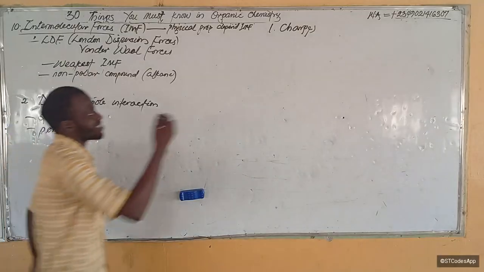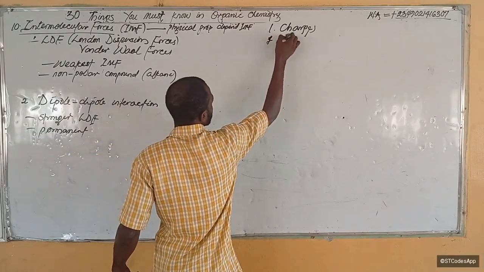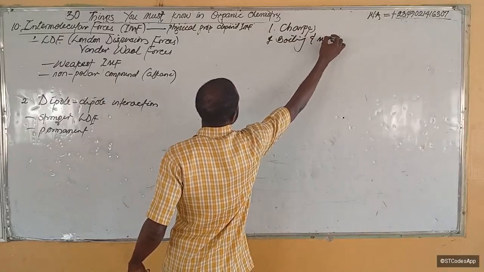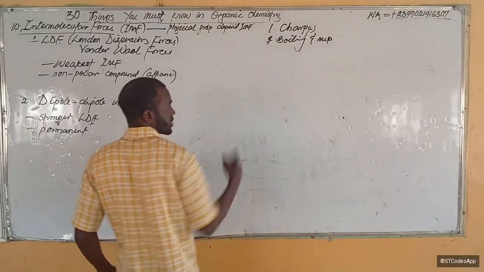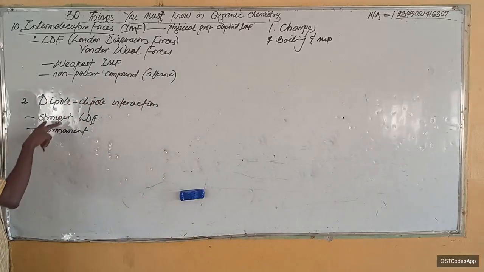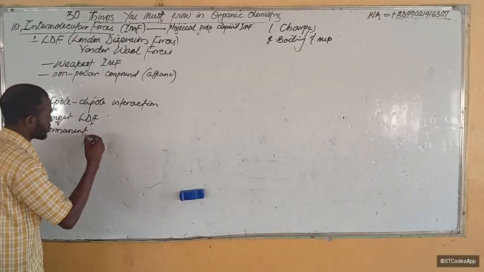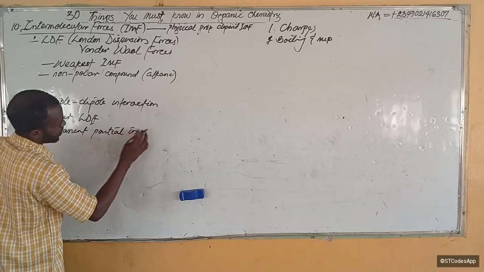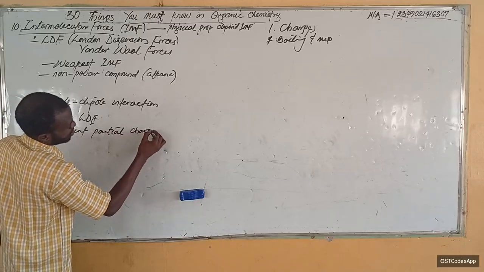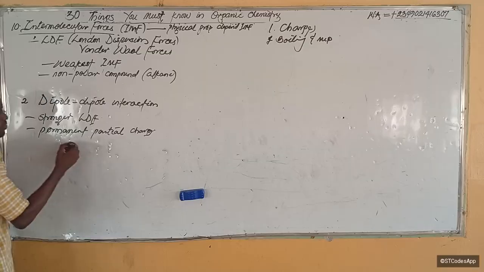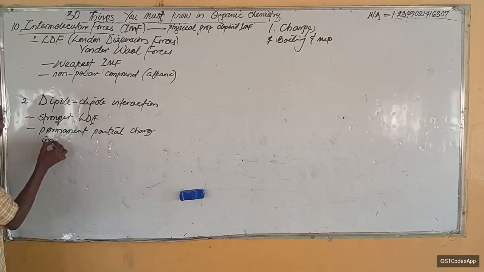Where should I put that? Let me just list it here. We'll talk about boiling points and melting points. All right. So now, listen to me. Like I said, this one is stronger than LDF, and it's because of permanent partial charge that is induced in the molecule, in between atoms.